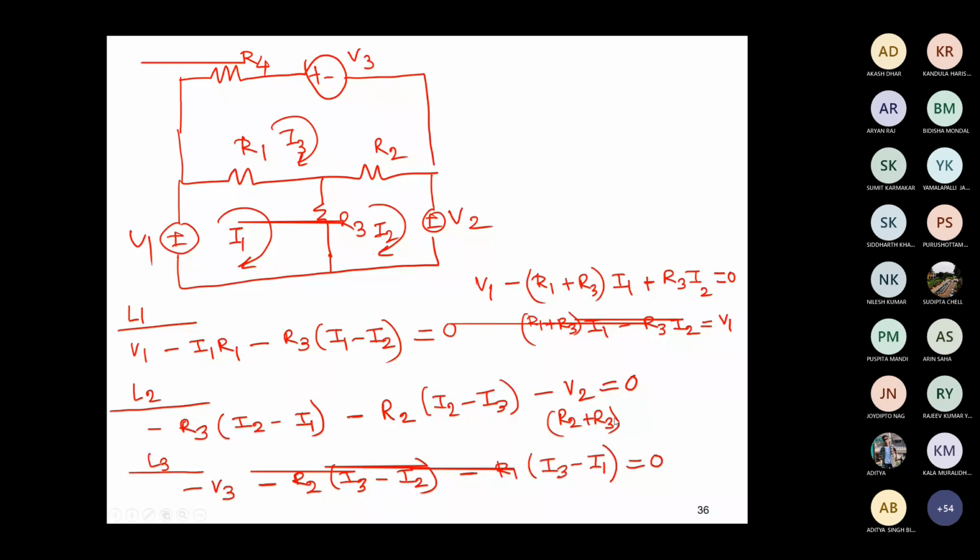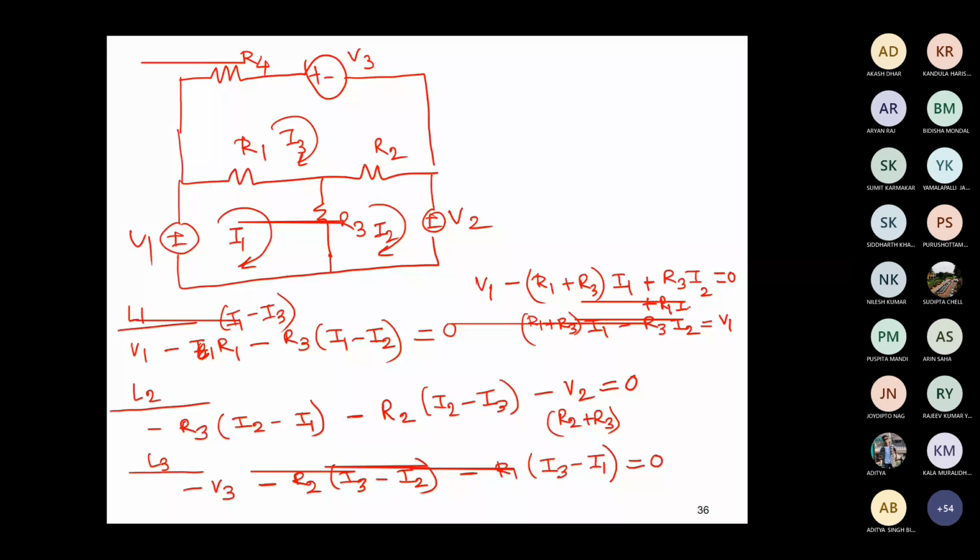Sir, just a second, sir. One doubt. Sir, in the loop 1 equation which you have written, V1 minus I1 R1, I3 will come, sorry. Yes, sir, I3 will also come now. I1 minus I3 will come. So then it will be R1, so here there will be plus R1 I3.